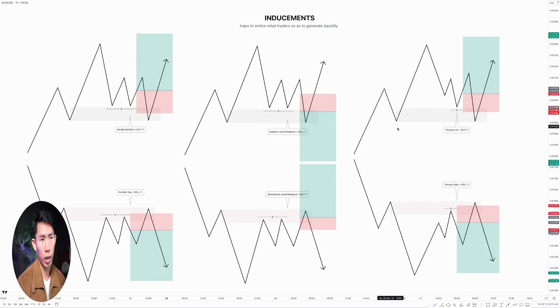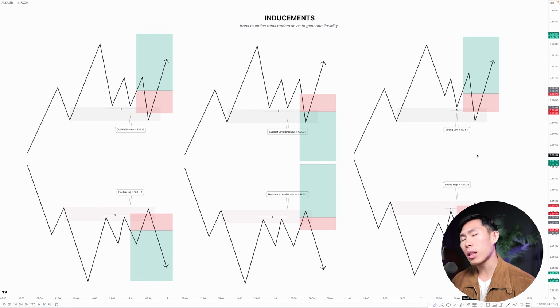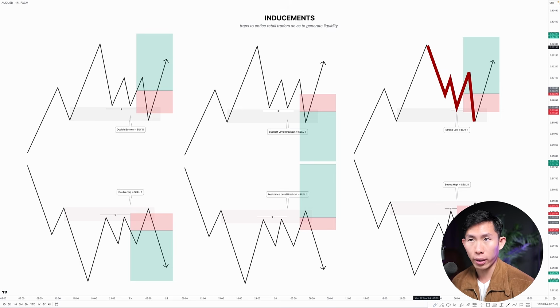On the other hand, right here, we also got a strong low and strong high example. Now, the other type of inducement is also created when there is a strong low or strong high. In this case, we got price pulling back to the last swing low, right? And what happened was that the internal structure turned bearish to facilitate that pullback. So we could expect the internal structure to be bearish.